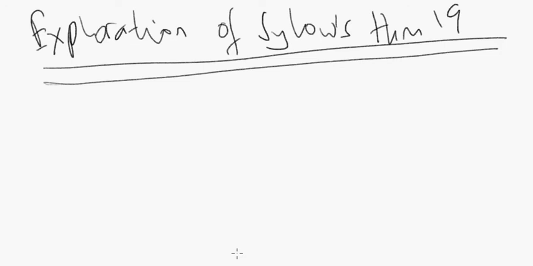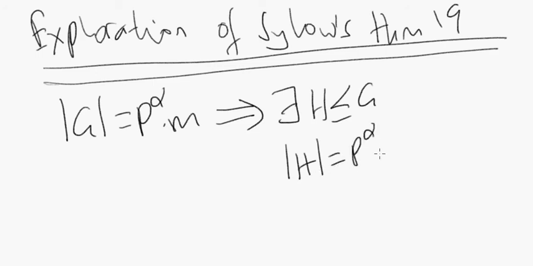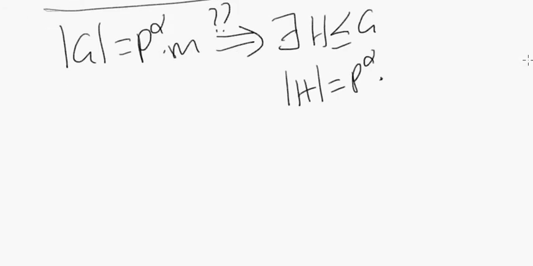Sylow's theorem is really telling us the following: if the order of G equals p to the alpha times m, and p and m are relatively prime, then there must exist some subgroup H of G such that the order of H equals p to the alpha. This is the claim, but at the moment we're not sure whether it's true, and we've been trying for quite some time now to prove the statement.